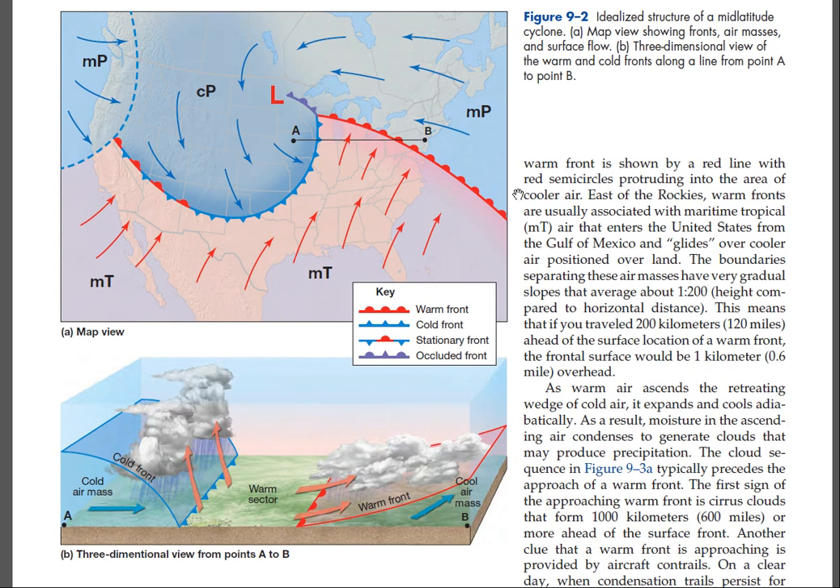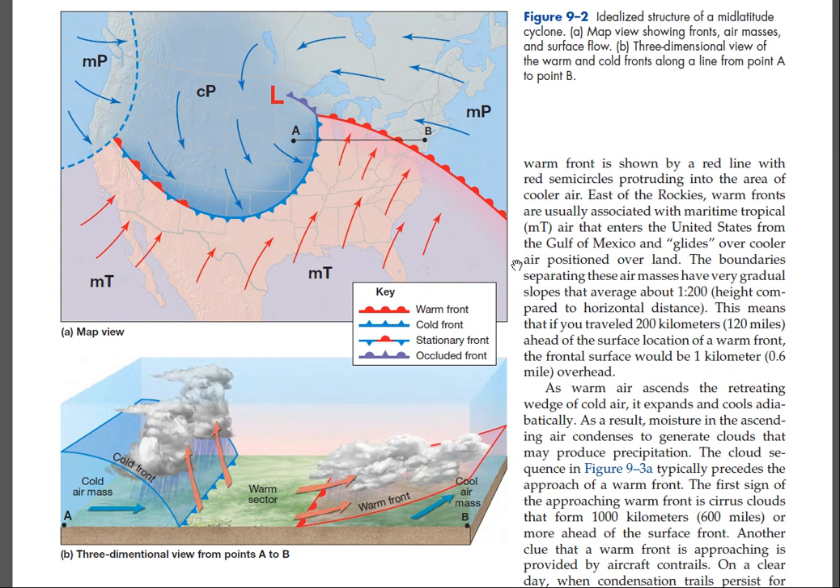East of the Rockies, warm fronts are usually associated with maritime tropical, mT, air that enters the United States from the Gulf of Mexico and glides over cooler air positioned over land. The boundaries separating these air masses have very gradual slopes that average about 1 to 200 height compared to horizontal distance.